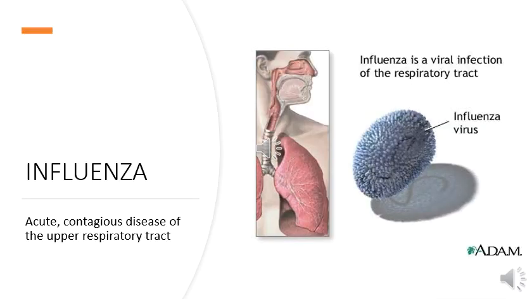So, influenza is basically the disease caused by the influenza virus. Influenza is an acute infection which occurs for a shorter period of time in humans or animals, and it is a contagious disease, so it can be transferred from one person to another person, and even from animals to humans as well. It's basically the infection of the upper respiratory tract.